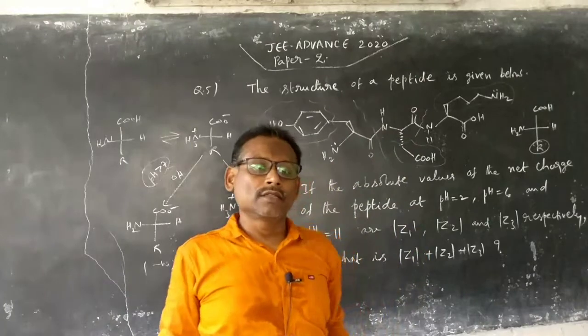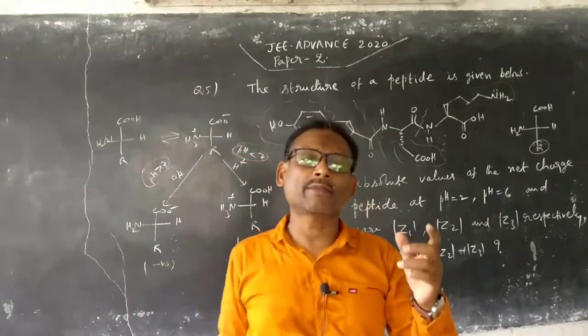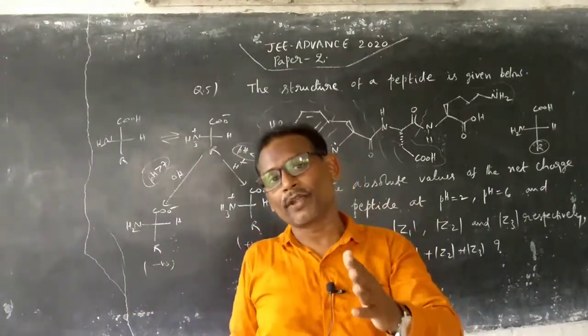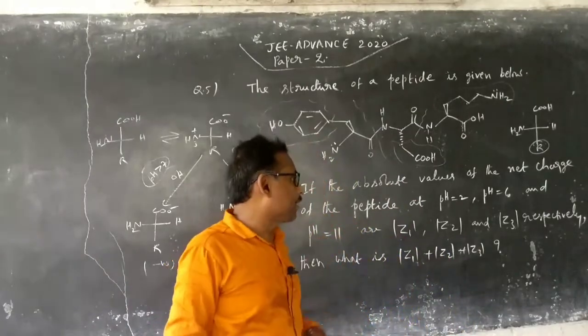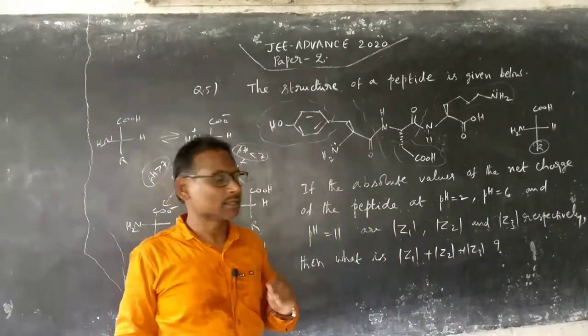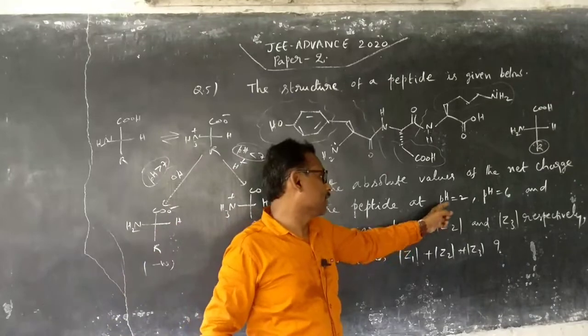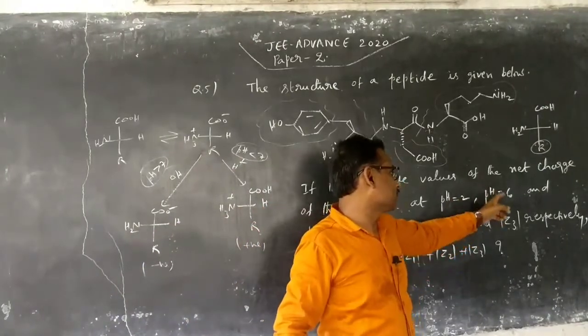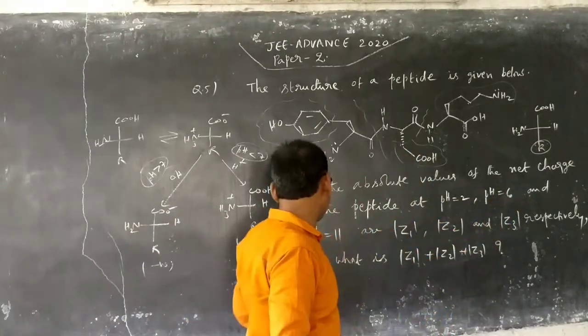There also is a charge. The net charge of the tripeptide will be altered based on the medium maintained. So what mediums are maintained? They perform 3 different experiments. In one experiment, the pH is maintained at 2. In the second experiment, the pH is maintained at 6, and in the third experiment, the pH is maintained at 11.